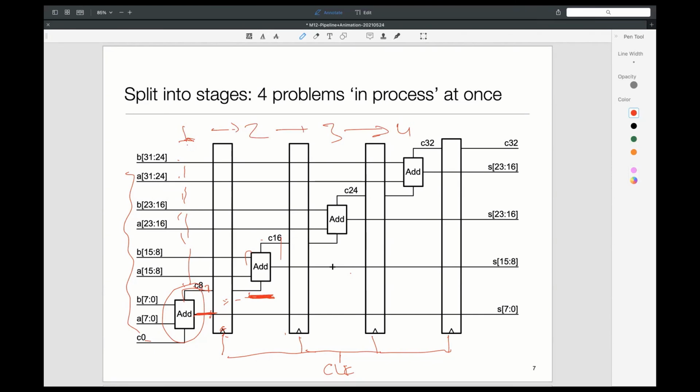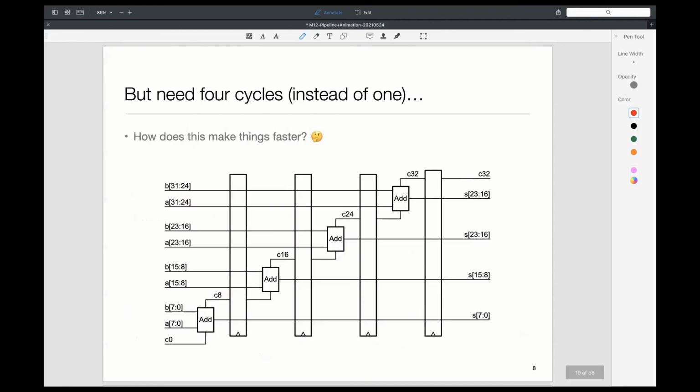And meanwhile, we are carrying the results like this out here. So after 4 clock ticks, right? First, second, third, fourth. After 4 clock ticks, our results will appear out here. It's exactly like a factory line. So let's look at an animation.